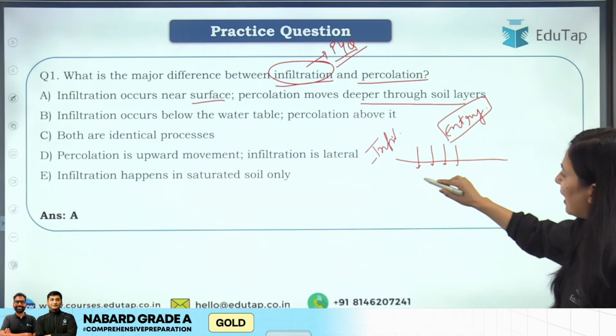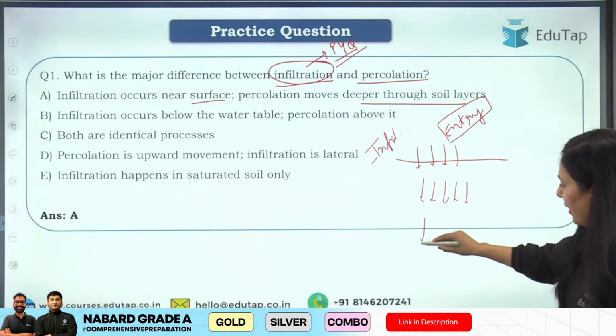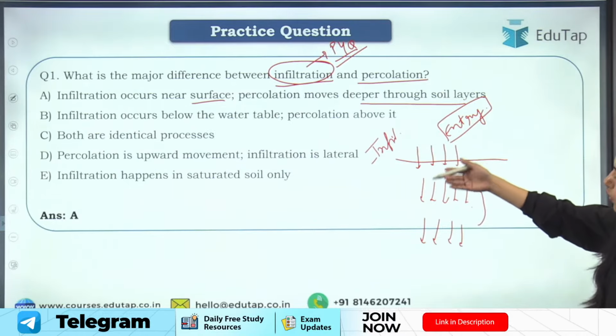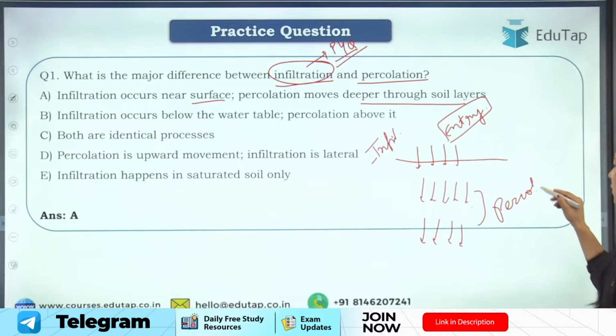But later on, what will happen? This water will further move into the soil profile, right? It will move further into the soil profile, and this downward movement of water is known as percolation. Clear? I hope this is clear.